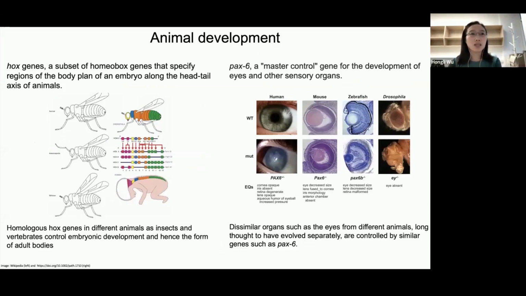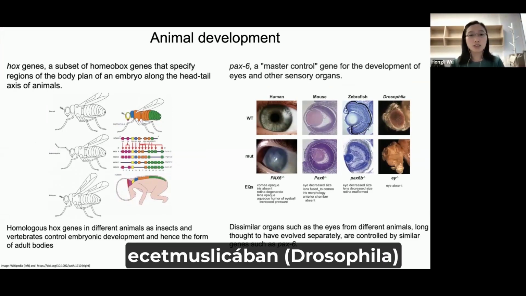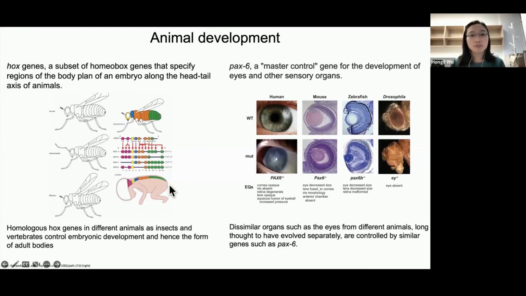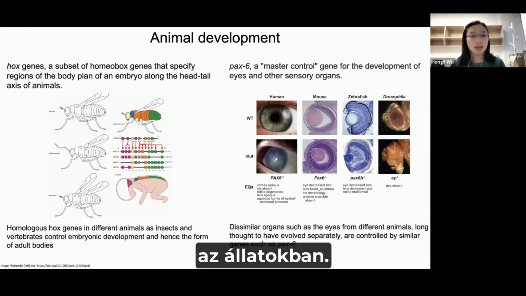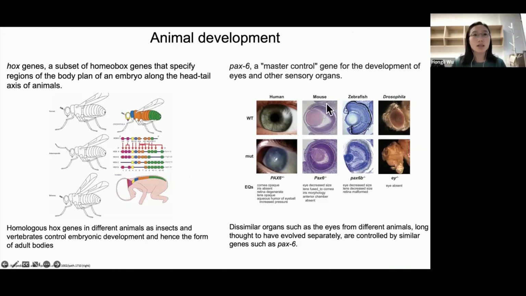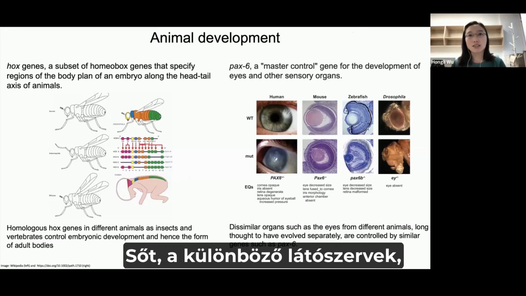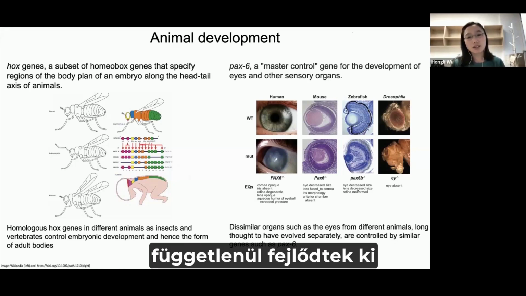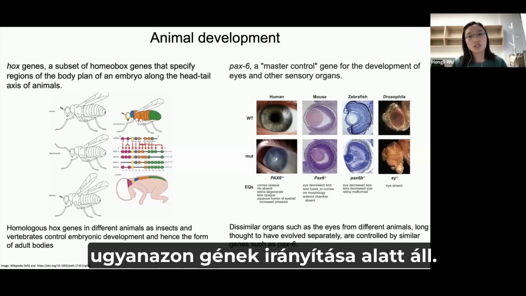plants and animals. In animals, Hox genes, which were first identified in Drosophila, were found to be able to specify regions of the body plan of an embryo along the head-tail axis of animals. And the PAX genes are another group of genes which were found to be able to control the development of eyes and other sensory organs. What's more, dissimilar organs such as eyes from different animals, long thought to have evolved separately, are controlled by this similar gene toolkit.